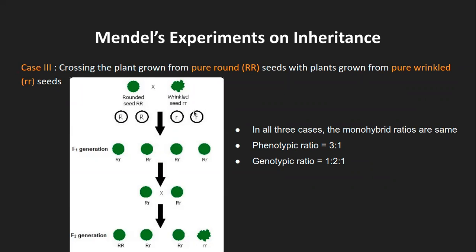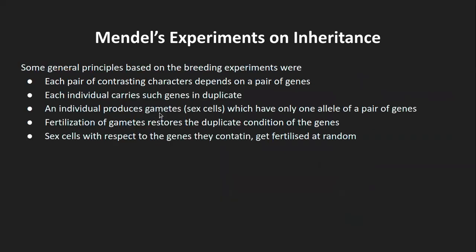And we will see how this genotype and phenotype ratio changes if you change the parent generation. And again, some of the general principles. So this was one type of cross that we had seen. We will go back to the other different types of crosses which are possible.